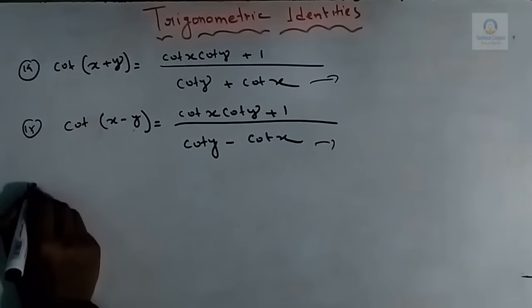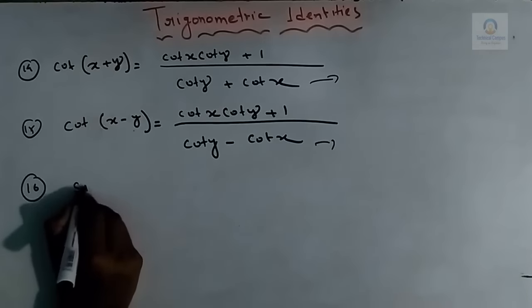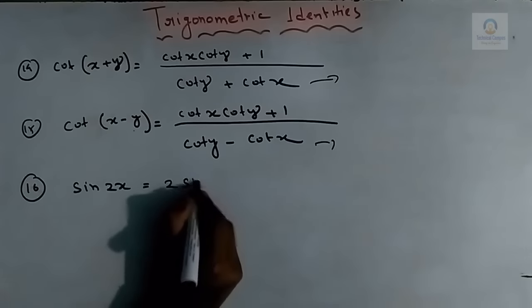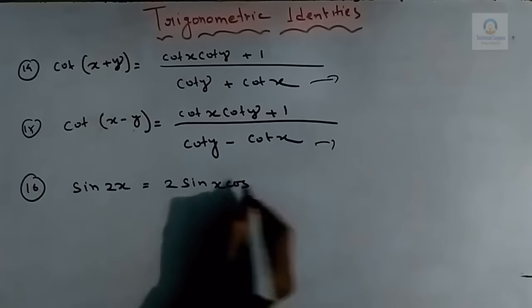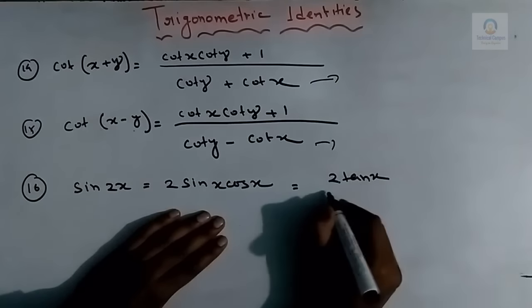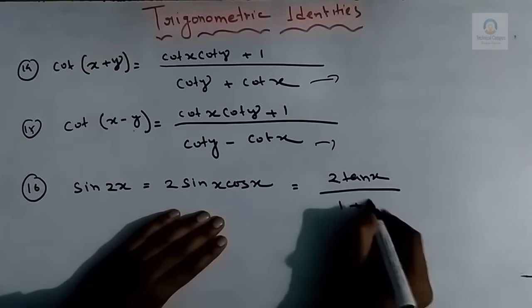Number 16 is sin 2x. Sin 2x is equal to 2 sin x cos x, or it will be 2 tan x divided by (1 + tan² x).